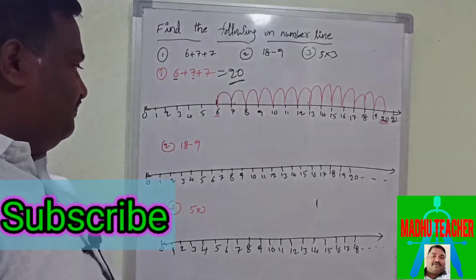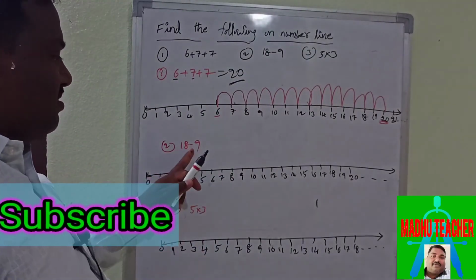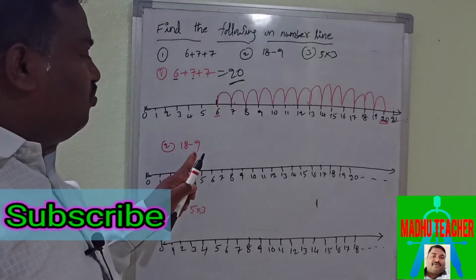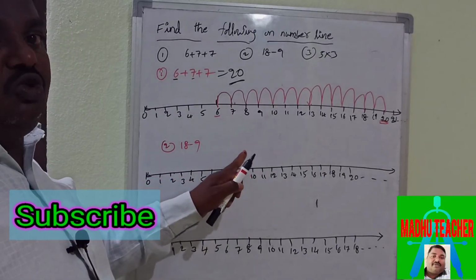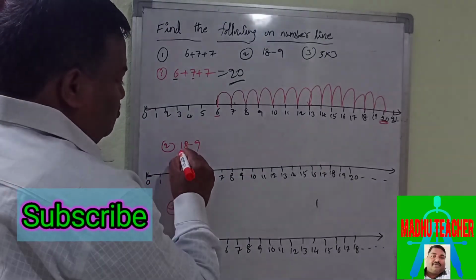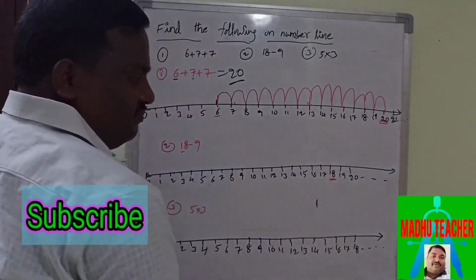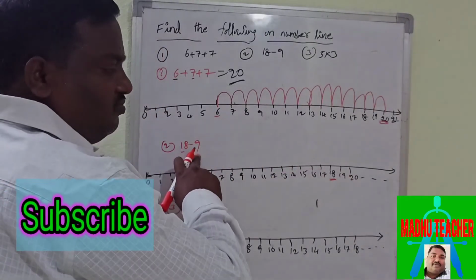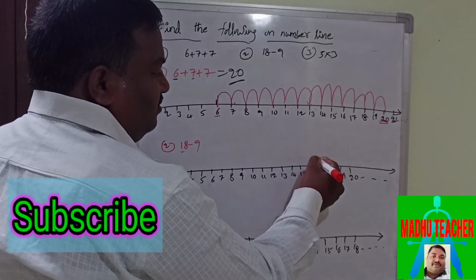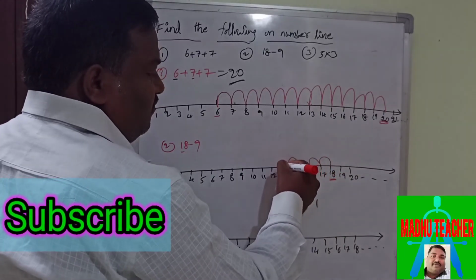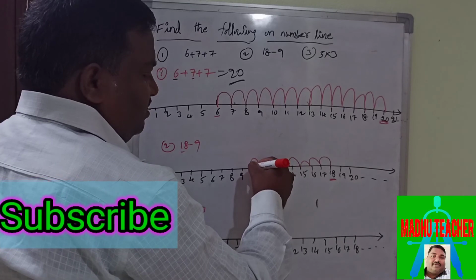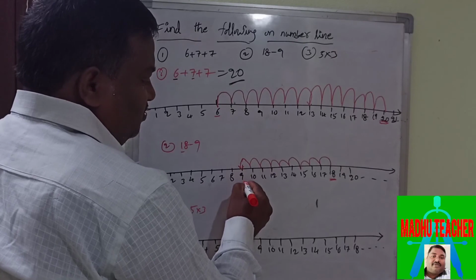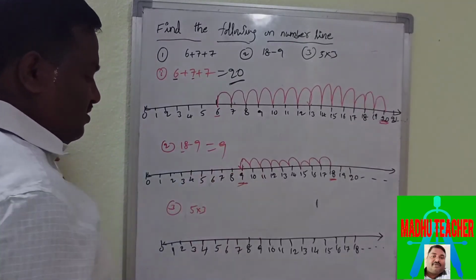Let us see the second one: 18 minus 9. This is subtraction. We start from 18 and move on the number line towards the left side. How many times? 9 times we have to move. 1, 2, 3, 4, 5, 6, 7, 8, 9. We reached 9. So 18 minus 9 is 9.